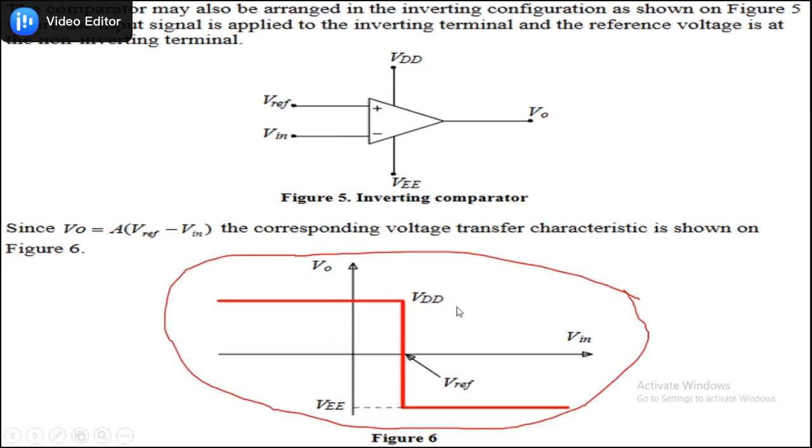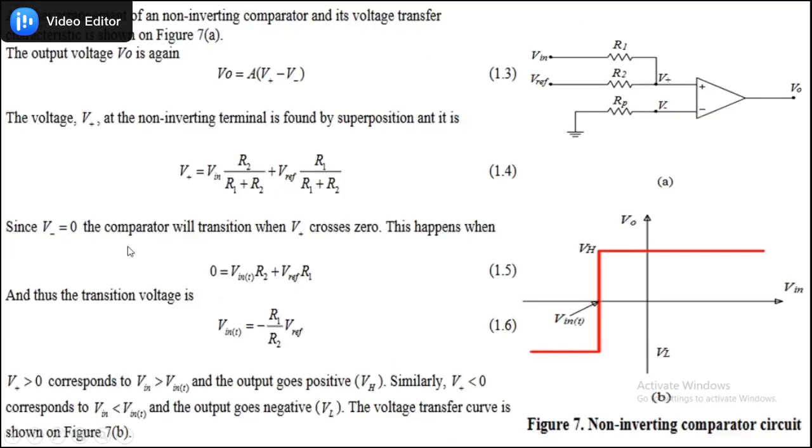So here in this case, if you observe, Vref is applied on the positive terminal and Vin on the negative terminal. If you go by the equation, the equation will become A(Vref minus Vin). So if Vin is falling on this side, then V0 will give you plus VDD or plus VCC here, and when this Vin crosses this value, it will get into the negative direction due to this particular equation.